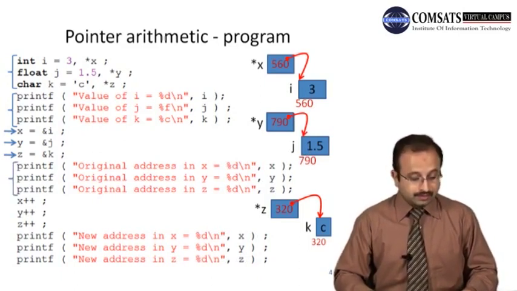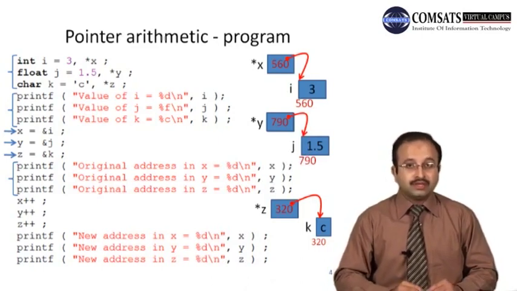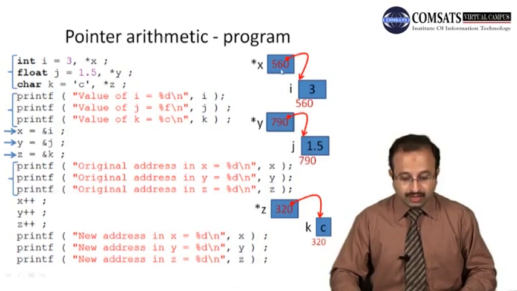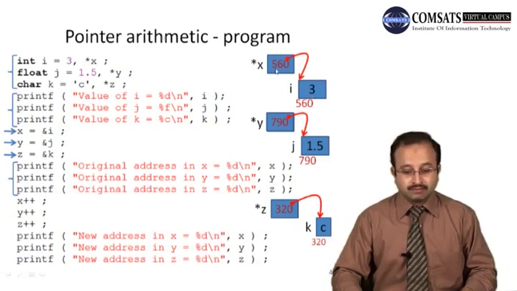Now the next 3 statements are the printf statements. So the original address in x is equal to, so x की value क्या है? *x is different. *x means you are dereferencing a pointer, and that means that you are accessing the value that is placed at the address that is held by that pointer. So ये pointer जो है x pointer, ये कौन सा address hold करके रख रहा है? 560 is the address that is held by the pointer. So *x means the value at 560, and the value at 560 is 3. So *x means 3 and x means 560.